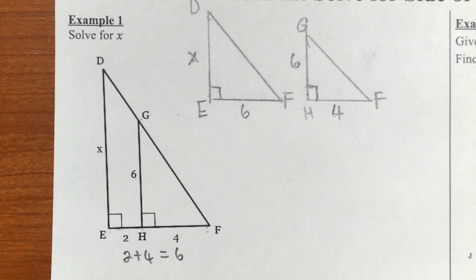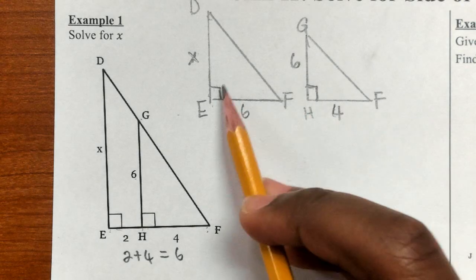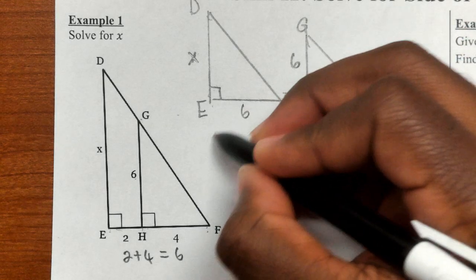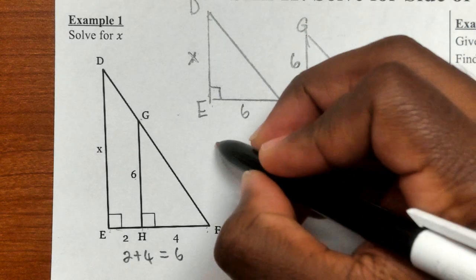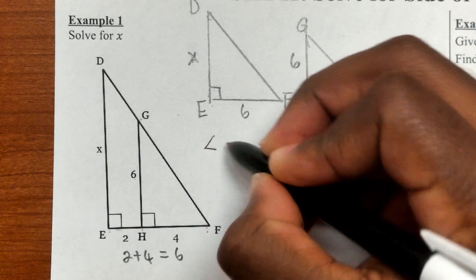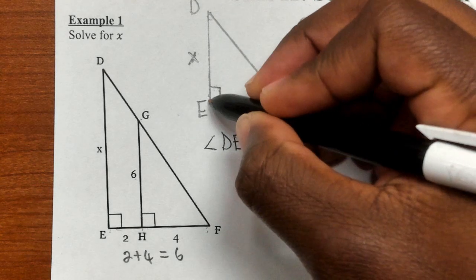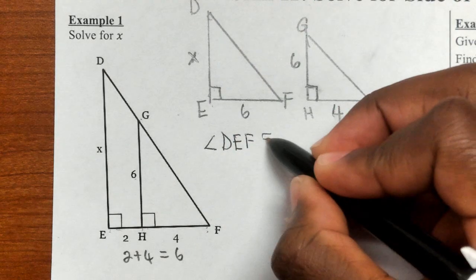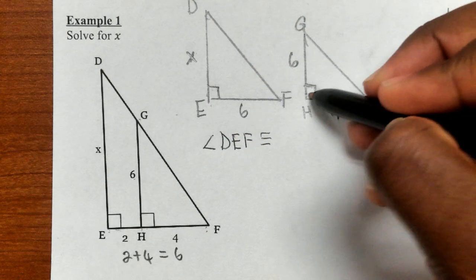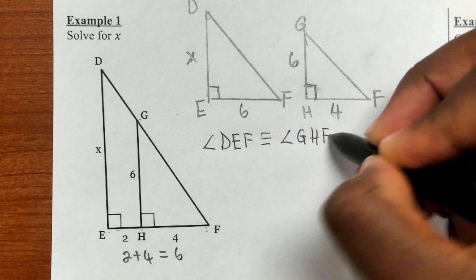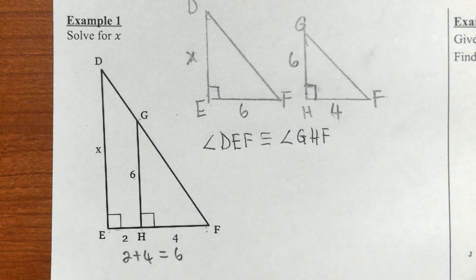So what we're going to do is see if there are any similarities, okay. So the first similarity that I see is that they both have right angles. So triangle DEF, so angle DEF, which is this angle right here, so again the angle is always in the middle, is equivalent to angle GHF. They're both right angles, okay?